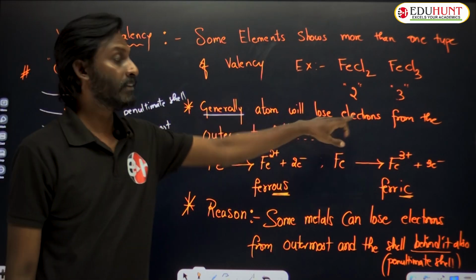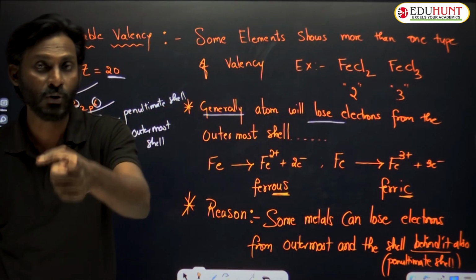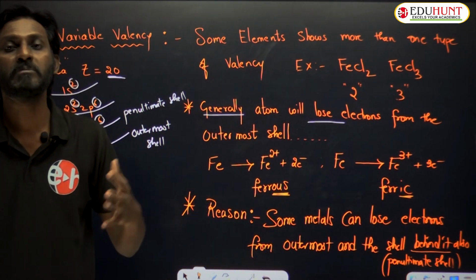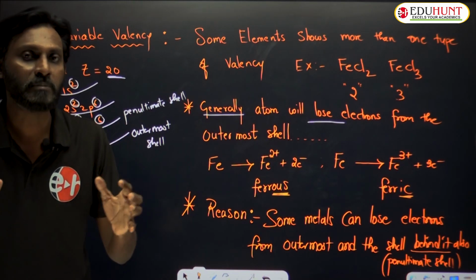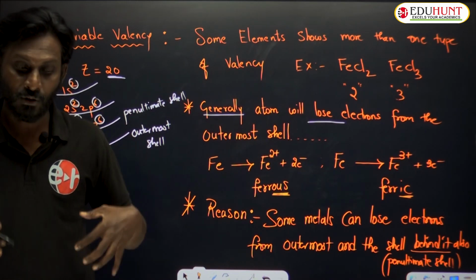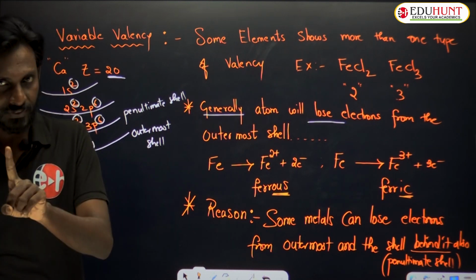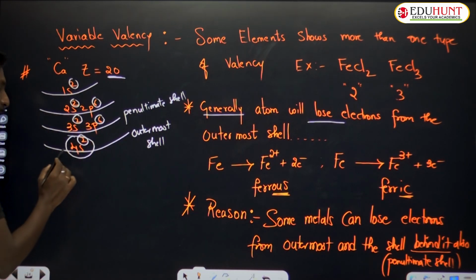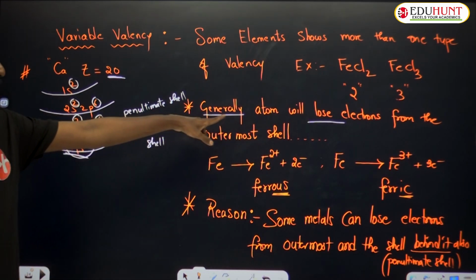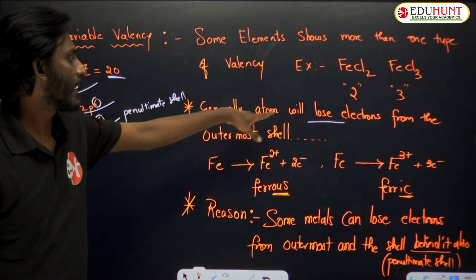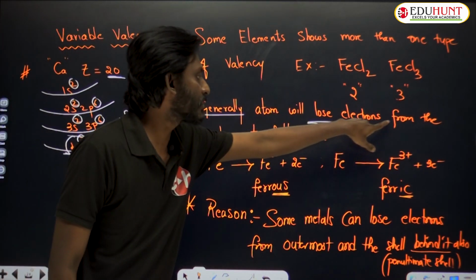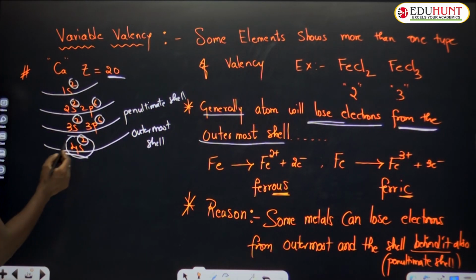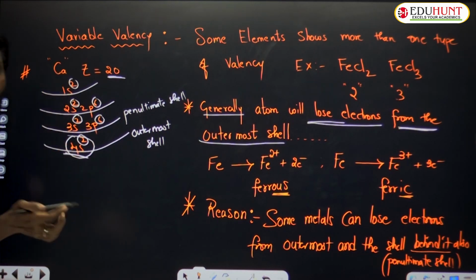So generally, for metals or non-metals or any examples, to combine with other atoms, sometimes atoms have to lose electrons, sometimes atoms have to gain electrons, sometimes atoms have to share electrons. But now I am taking only the first case. If the atom has to lose electrons, generally the electrons from the outermost shell will be lost. Generally, atom will lose electrons from the outermost shell. In the calcium outermost shell, how many electrons are there?